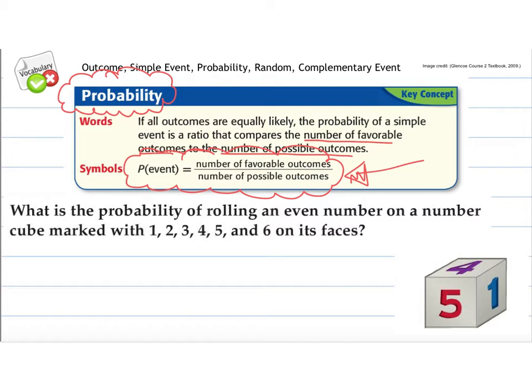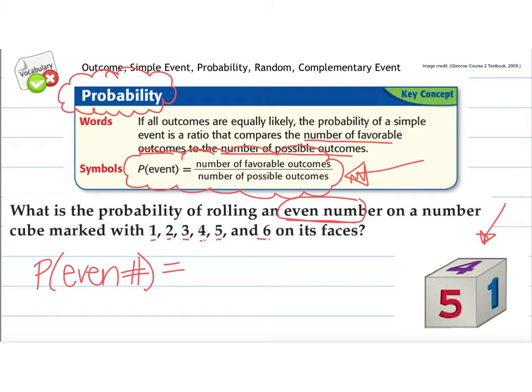So let's look at an example and see what we mean by that. What is the probability of rolling an even number on a number cube, which they're talking about a dice, that is marked with 1, 2, 3, 4, 5, and 6 on its faces? So we know that we would write it as the probability of an even number. I'm just going to write it like that. And then out of the outcomes, 1, 2, 3, 4, 5, and 6. So each one of these is an outcome because each of them is something that could happen. So we have 6 outcomes of rolling a dice.